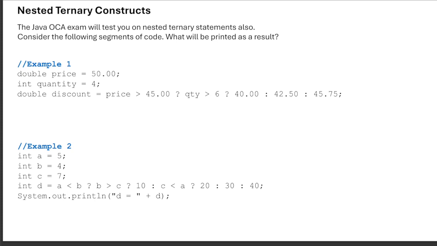One more topic I'd like to throw in here are nested ternary constructs. In our original notes, we talked about ternary constructs. Ternary constructs started with a data type, a variable name, set equal to, and then we had a conditional followed by a question mark, and then the result if the conditional was true, followed by a colon, and then the result if the conditional was false.